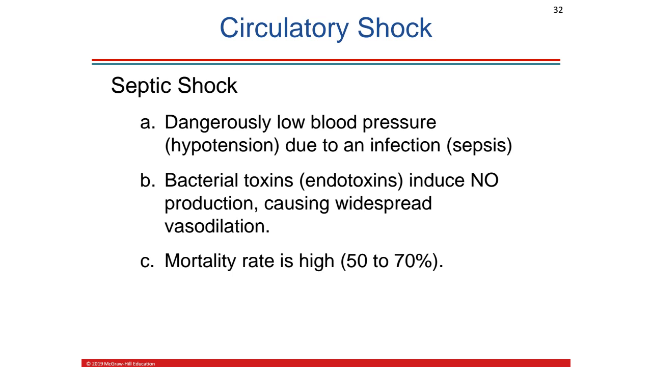So if the total peripheral resistance decreases and cardiac output doesn't increase sufficiently, this will lead to a decrease in mean arterial pressure. And of course, a decrease in mean arterial pressure may lead to insufficient perfusion of the various organs in the body. And so this is a very serious condition. The mortality rate is very high, 50 to 70%. Interestingly, septic shock may be treated with drugs that inhibit the production of nitric oxide. So there are, in fact, treatments for this very deadly disease.